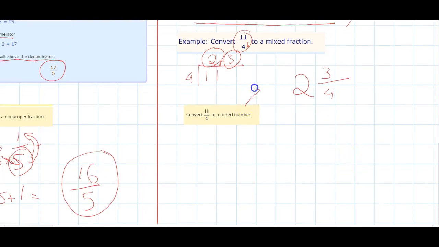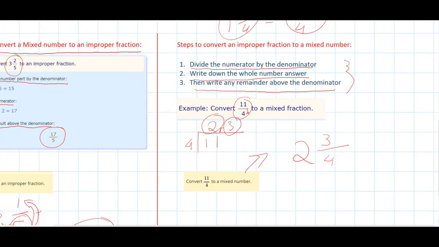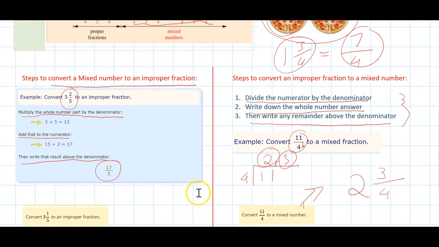We've already done that example here. Make sure you practice a few of those, and write down these different steps and strategies to make sure you understand how to convert that.